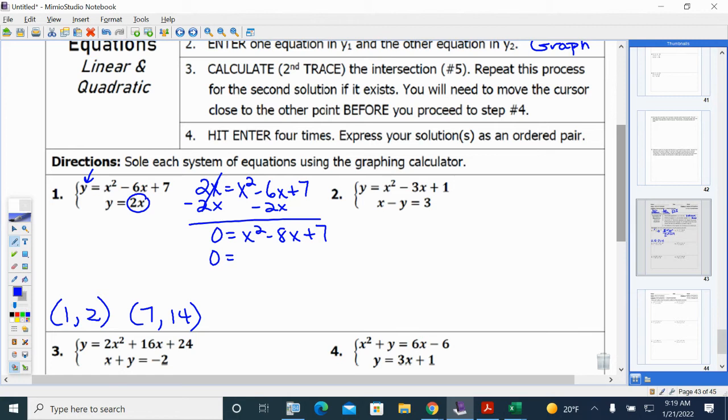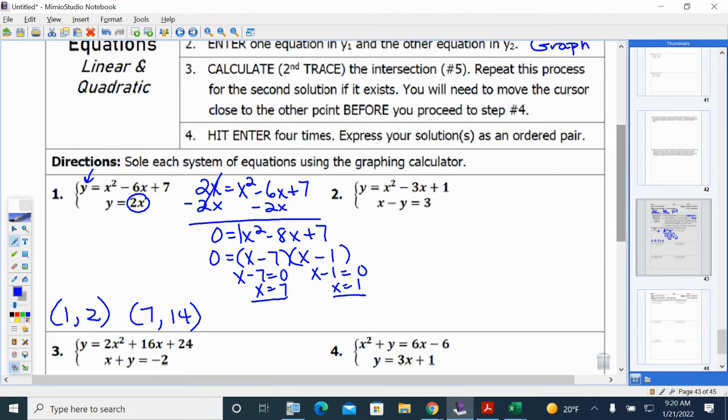But to factor this with the coefficient of 1 on the x squared, I'm looking for two numbers that multiply to give me a positive 7, that add to give me a negative 8. So that's going to be a negative 7 and a negative 1. And then we take both of those and set them equal to 0 and solve. Add the 7, x equals 7. Add the 1, x equals 1. So those are the x's on my 2 points of intersection.